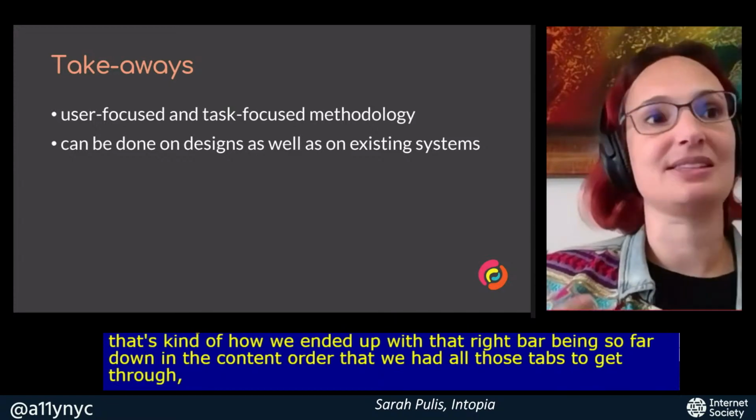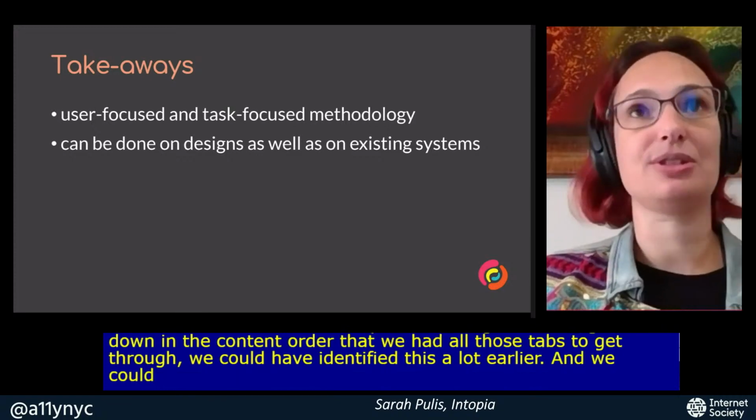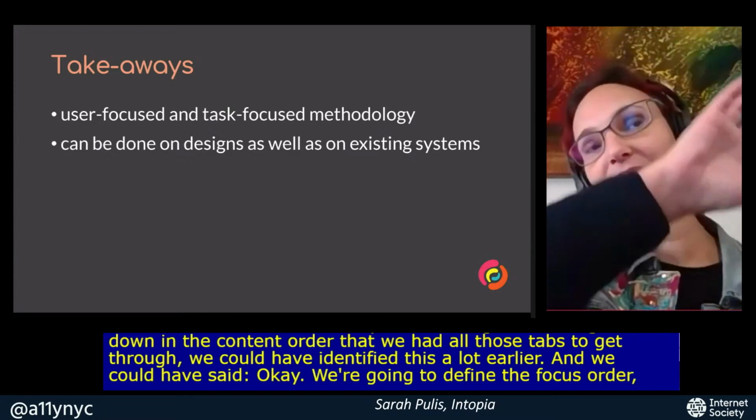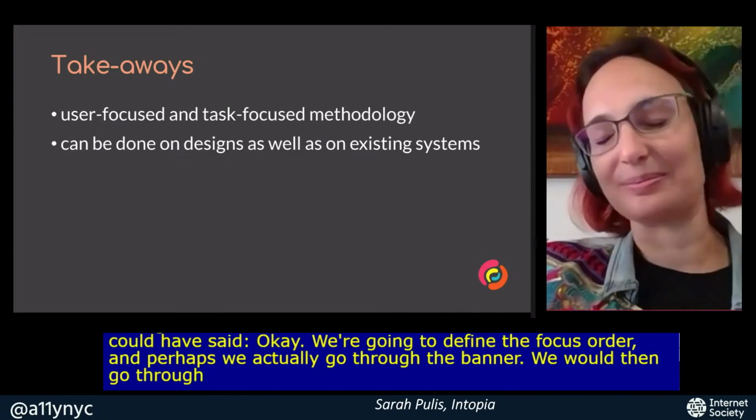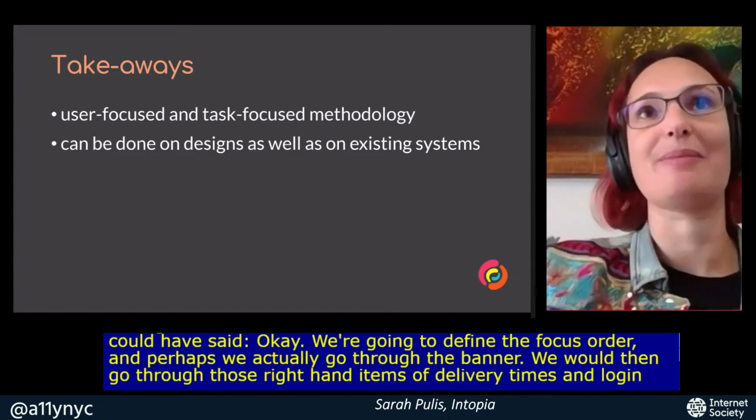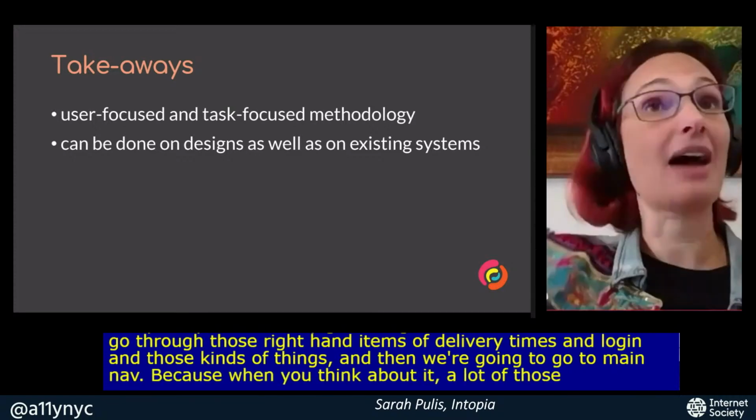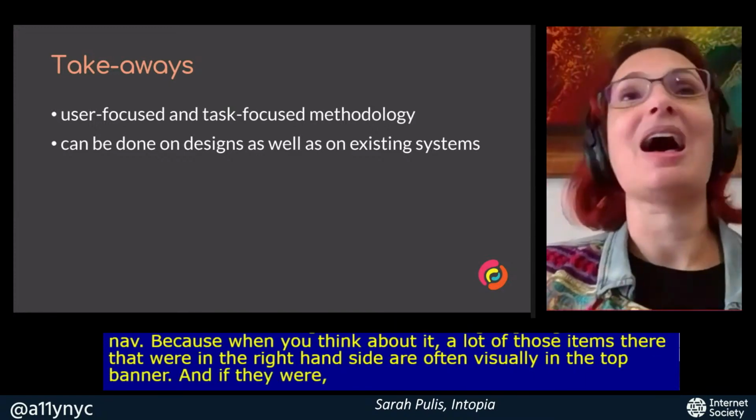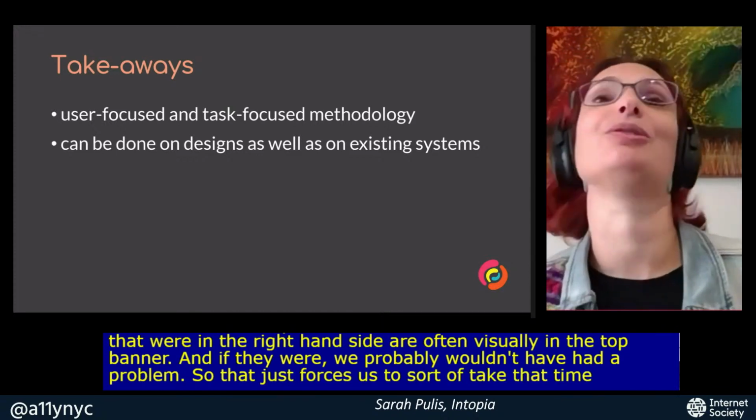We could have identified this a lot earlier, and we could have said, okay, we're going to define the focus order, and perhaps we go through the banner, then those right-hand items of delivery times and login and those kind of things, and then we go to main nav. Because a lot of those items on the right-hand side are often visually in the top banner, and if they were, we probably wouldn't have had a problem. So that just forces us to take that time to think through this particular process.